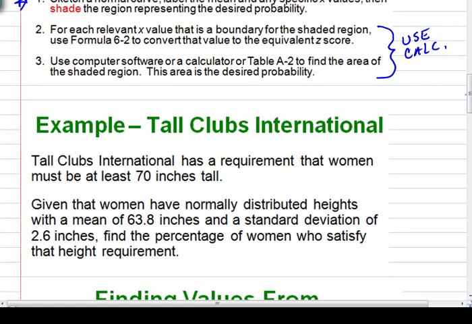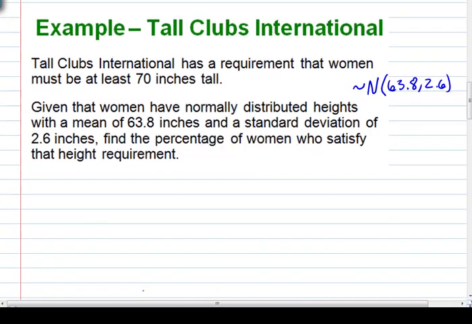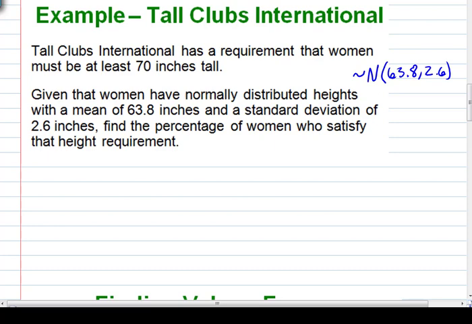Tall Clubs International has a requirement that women must be at least 70 inches tall. Given that women have normally distributed heights with a mean of 63.8 inches and a standard deviation of 2.6 inches, find the percentage of women who satisfy that height requirement. So what we're looking at for women's heights, we have a normal distribution. The mean is 63.8 and the standard deviation is 2.6. That information will be given. You have to know the mean and the standard deviation. So our first step then would be to draw a picture.